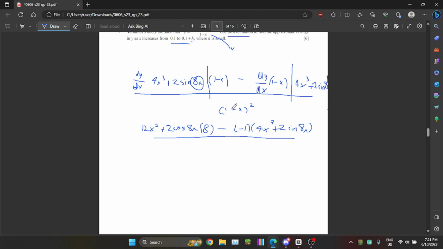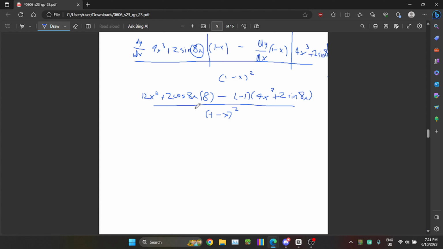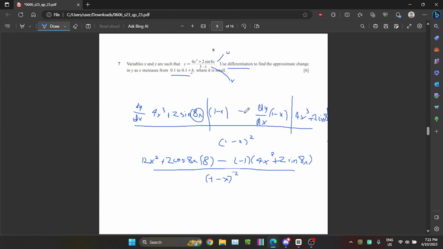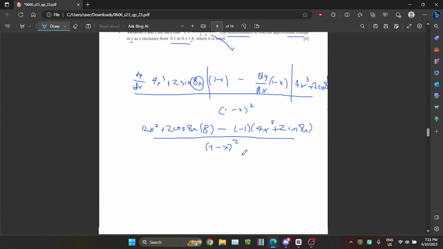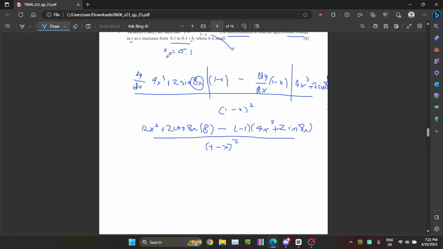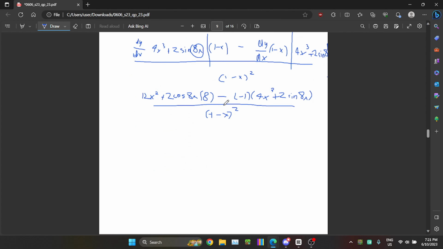And the whole thing over, well, I'm not going to expand it yet because I'm scared that I might have to do some cancelling later. So we'll find out when that happens. Usually I'd simplify this, but I'm kind of lazy, got a time limit and all that. I just want to find the approximate change in y, so I couldn't really care. We know that x starts at 0.1 before it increases with h, so we fill 0.1 into this. Let me just check.